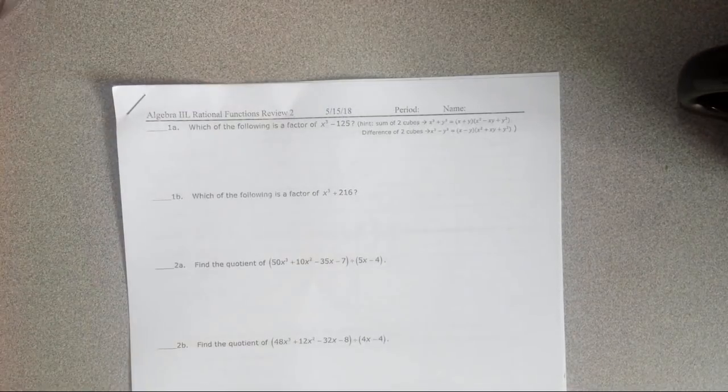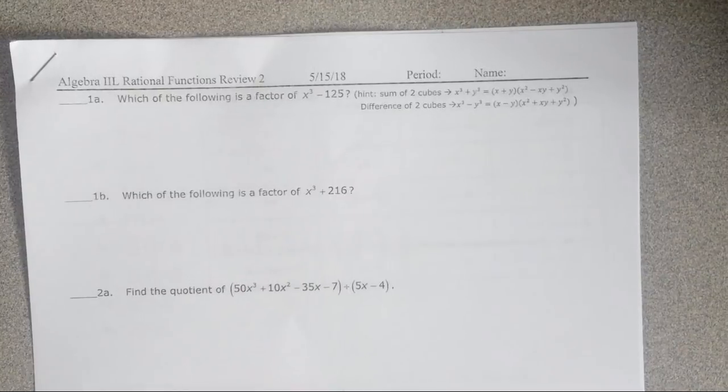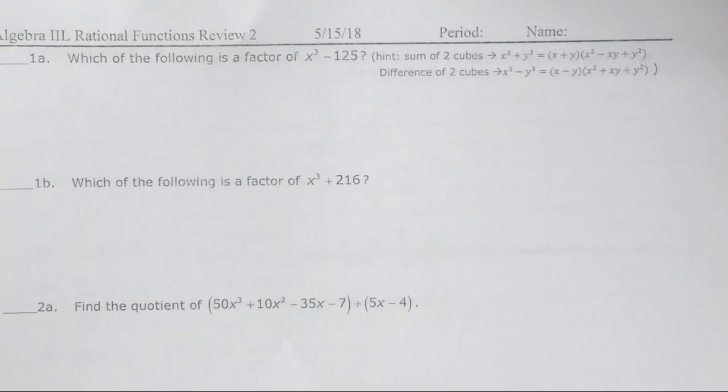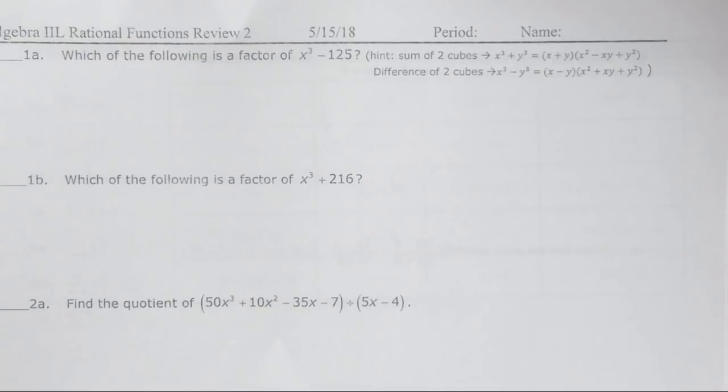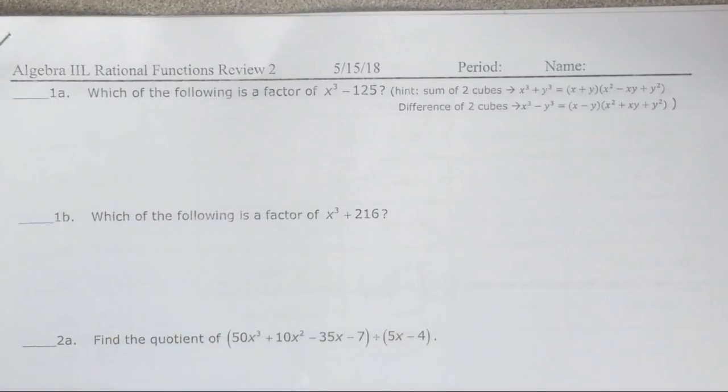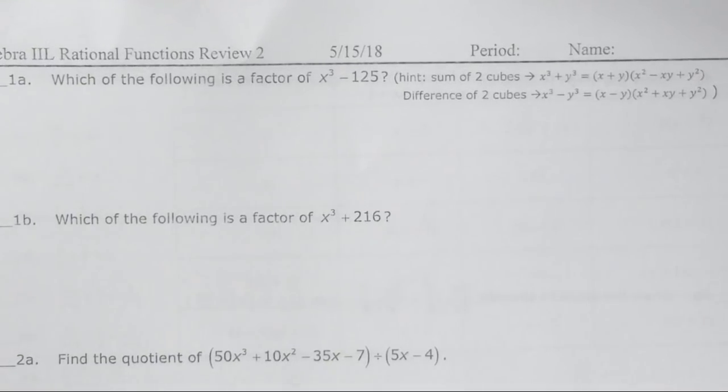Okay, this is the review for rational functions test number 2. There are 18 questions on the test. The review has 18 questions, with a 1A, 1B, all the way to 18A and 18B. I'm going to try to get all the A's done with you today. You're going to be responsible for doing the B's on your own. And this review looks awfully similar to the test.